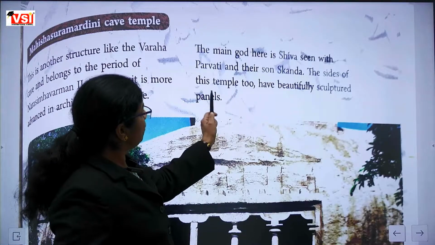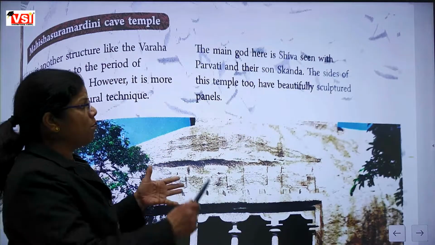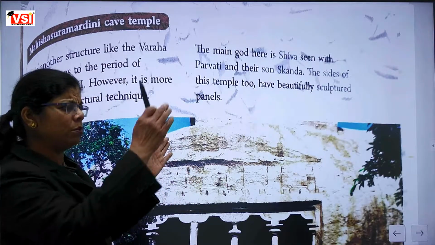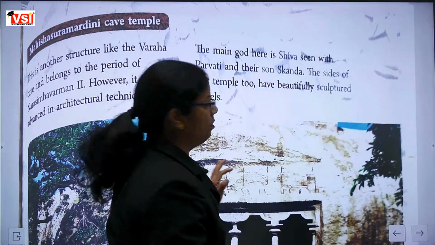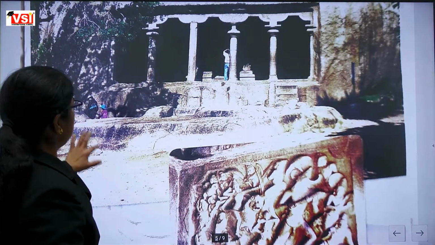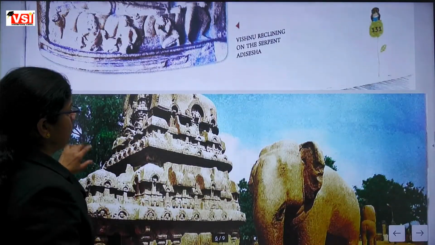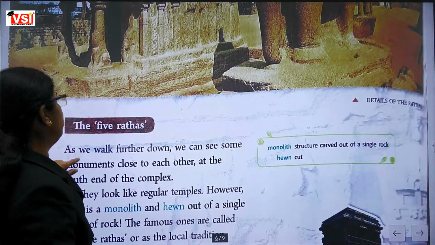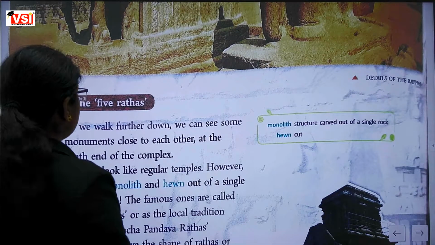The sides of this temple too have beautifully sculptured panels, and both sides of this temple are beautifully sculptured, meaning on both sides of the temple sculptures are made. Different kinds of sculptures are made in this temple. And another one is the five rathas. The five rathas are in another temple.